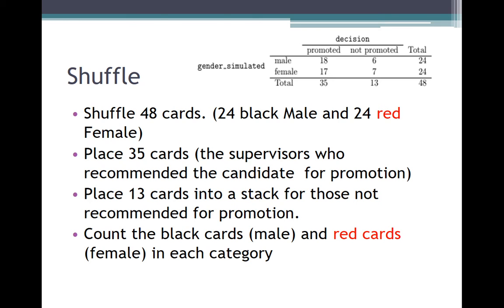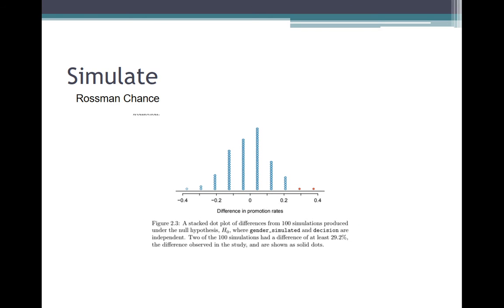And so what you did is you shuffled cards. 24 were, the black cards were male and 24 the red female. And you shuffled up and counted the number of times that would happen, and you calculated the percentages that way. And so in this case, the only time that you would get something as extreme as this was 2 out of 100. Still could happen, but it was so implausible that we really had to rule out chance as the reason for the difference. There was something else going on, the alternative was going on.